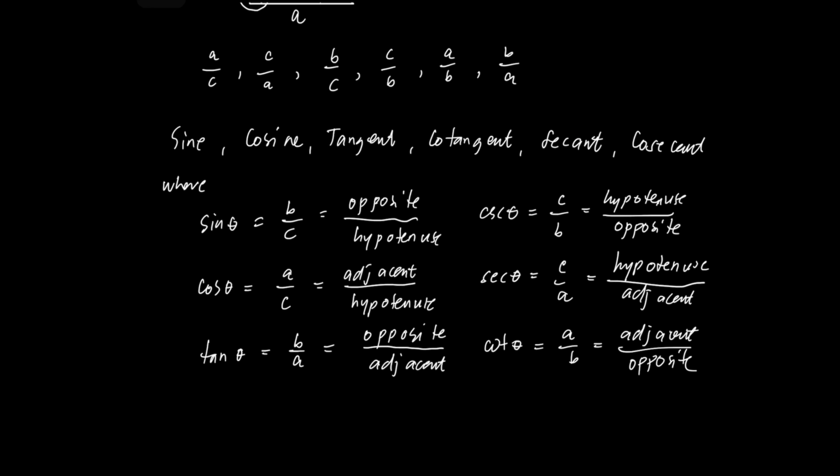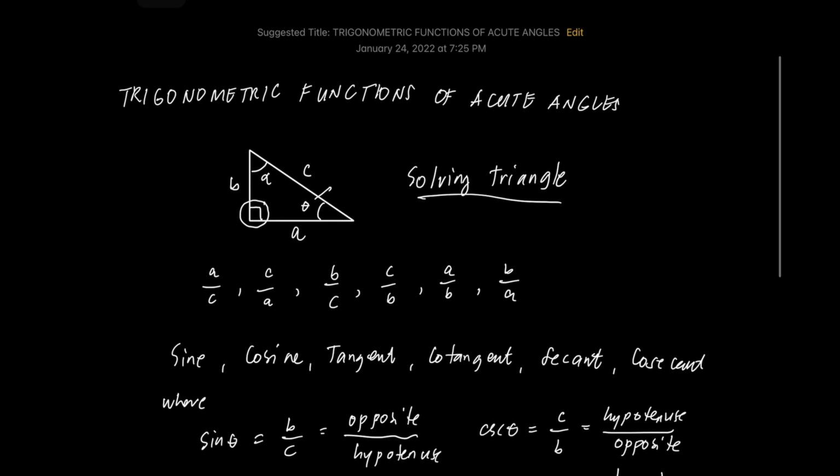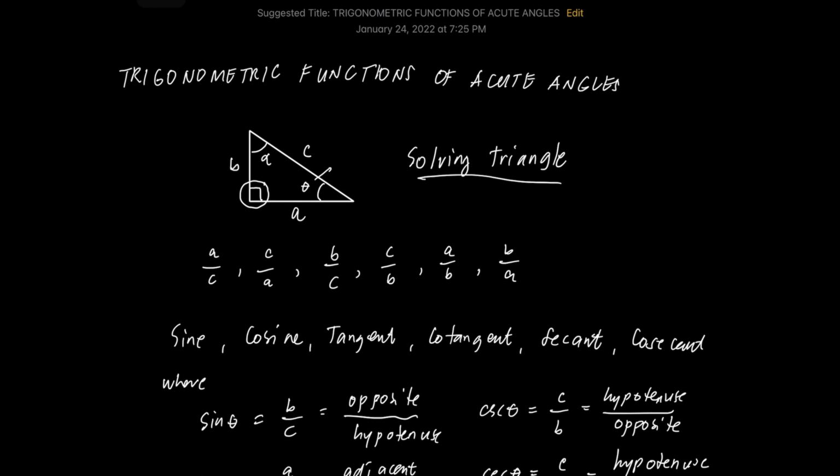Now, what can we observe here? It is important to note that a right triangle can be oriented in many different ways, but irrespective of the orientation, the hypotenuse is always opposite the right angle. Okay, so whether you consider the theta or the alpha, the C, which is the hypotenuse, is always opposite this right angle.